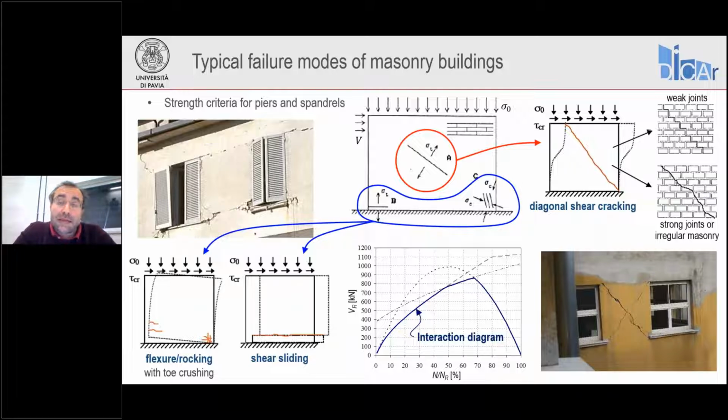Now, the strengthening techniques that we will see today are mainly aimed at improving both performances, the out-of-plane arching mechanism and the in-plane shear and flexural capacities.